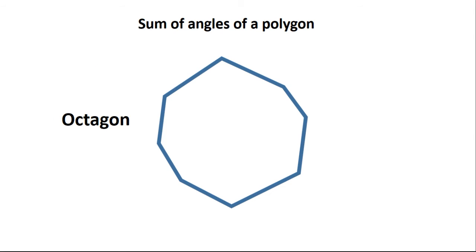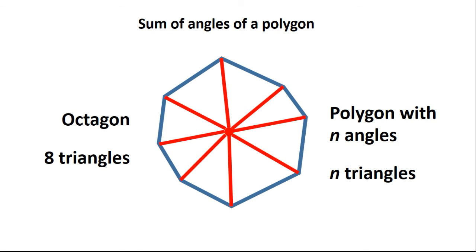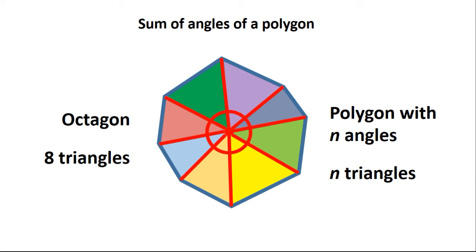Let's connect some point inside of the polygon with all its vertices. Now we have 8 triangles, as many as the number of vertices. So in the case of a polygon with n vertices, we would have n triangles. And again, the sum of the interior angles of the polygon must be equal to the sum of all angles of these triangles minus 360 degrees, which corresponds to the value of the central angle inside.